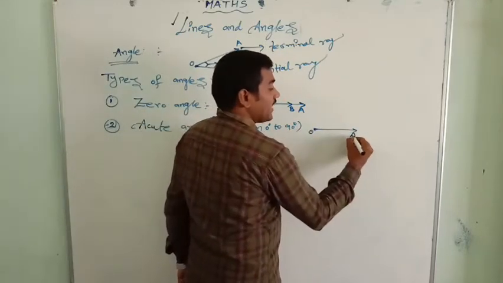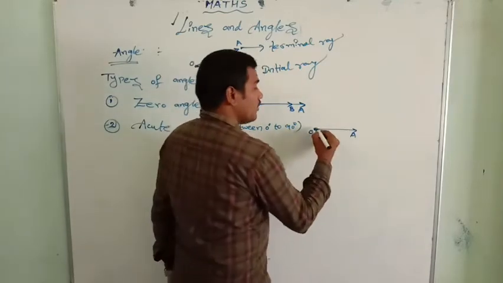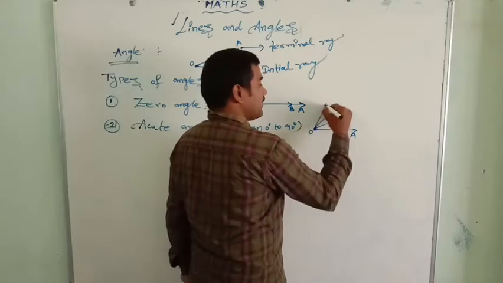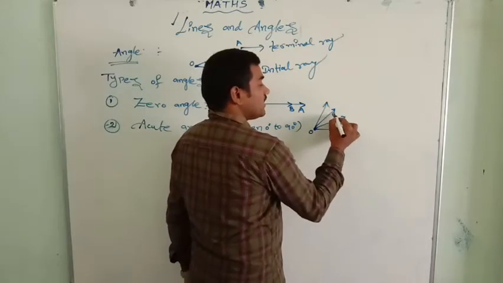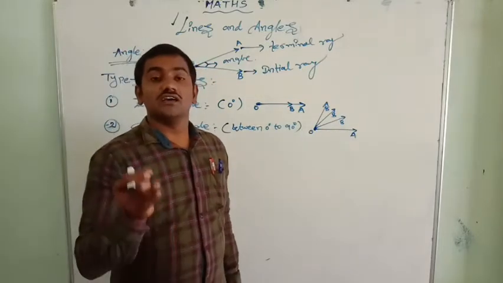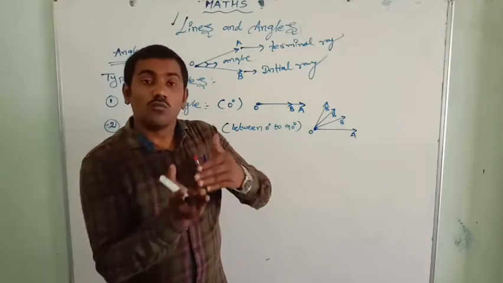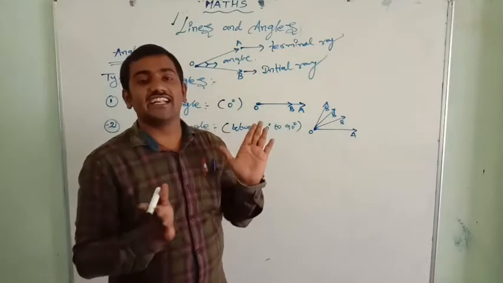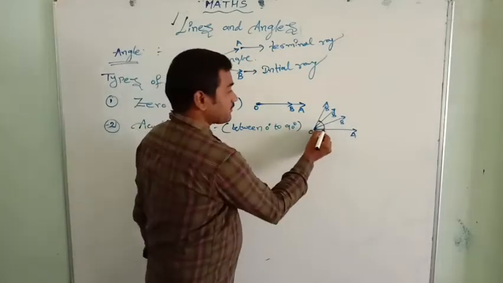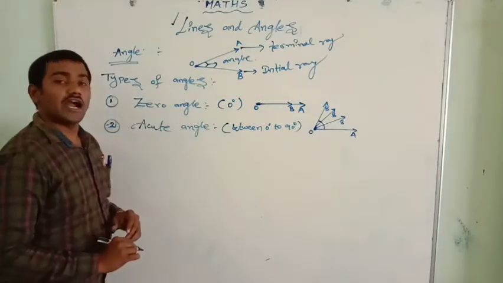Let me draw the acute angle figures here. This is O and A. OA is an initial ray. OB may be here or here or anywhere. Wherever OB stands, this complete angle gives us an acute angle. That means more than 0 degrees and less than 90 degrees, complete angles are known as acute angles. These all angles are known as acute angles.